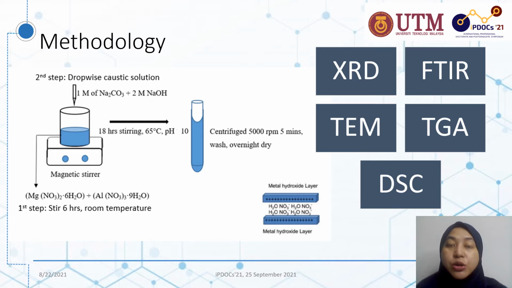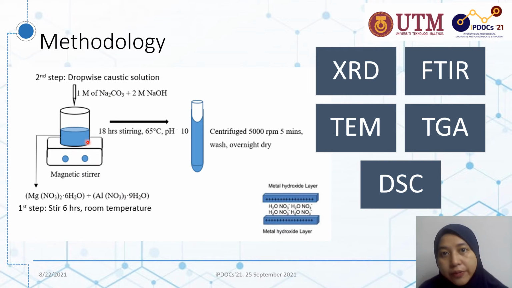For the methodology, we use the co-precipitation method, and the solution of magnesium nitrate hexahydrate and aluminium nitrate nonahydrate will be stirred for 6 hours at room temperature. In the meantime, we prepare 1 molar sodium carbonate and 2 molar sodium hydroxide. Then after 6 hours, we drop this caustic soda into the metal solution.